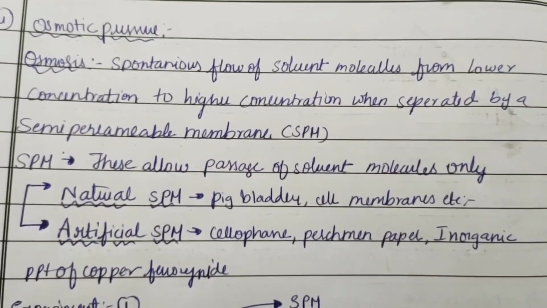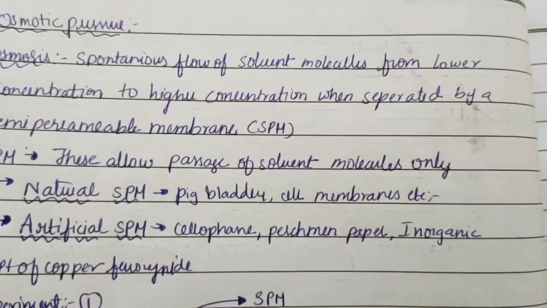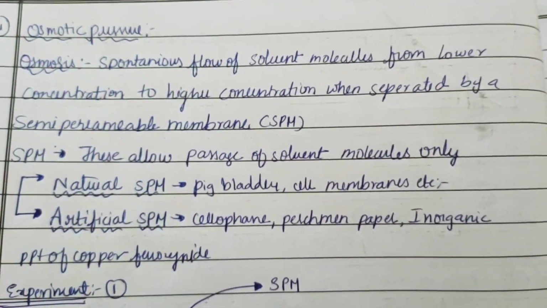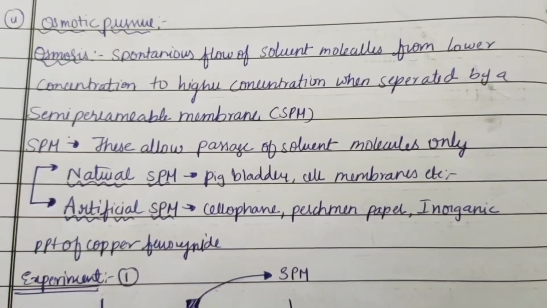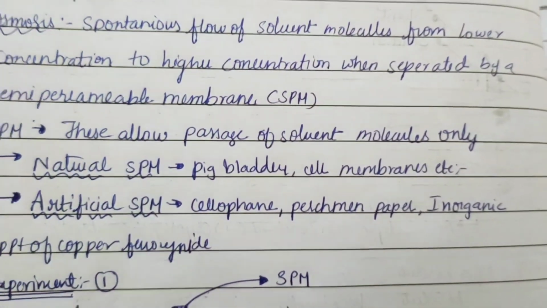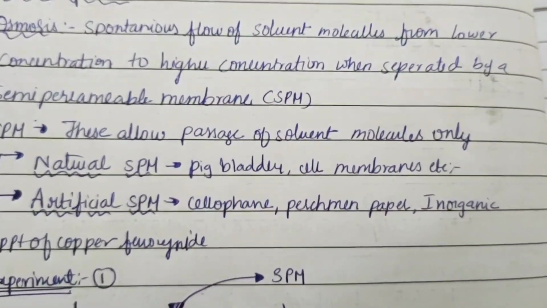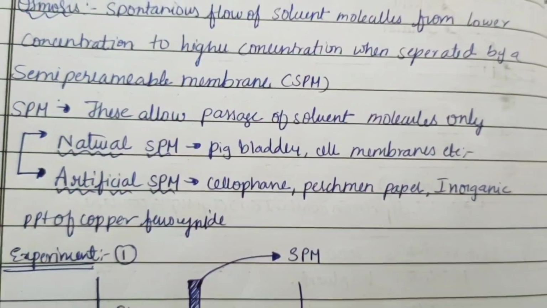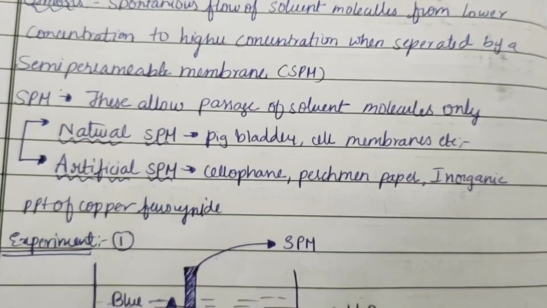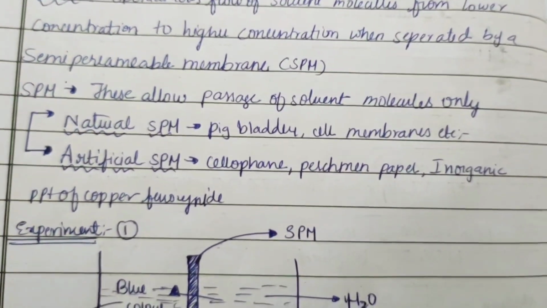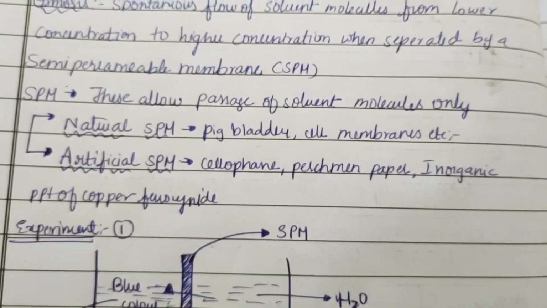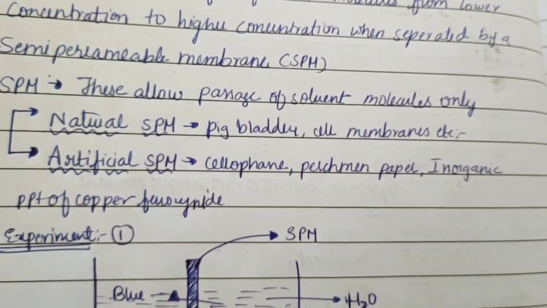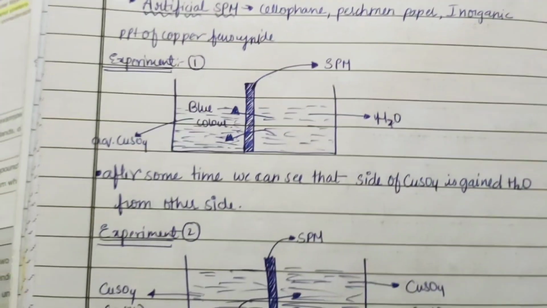Now let us know about osmotic pressure. Osmosis: a spontaneous flow of solvent molecules from lower concentration to higher concentration when separated by a semi-permeable membrane is known as osmosis. Semi-permeable membranes allow passage of solvent molecules only. The natural ones are found in pig bladder, cell membranes, etc. The artificial ones are cellophane, parchment paper, inorganic precipitate of copper ferrocyanide, etc.